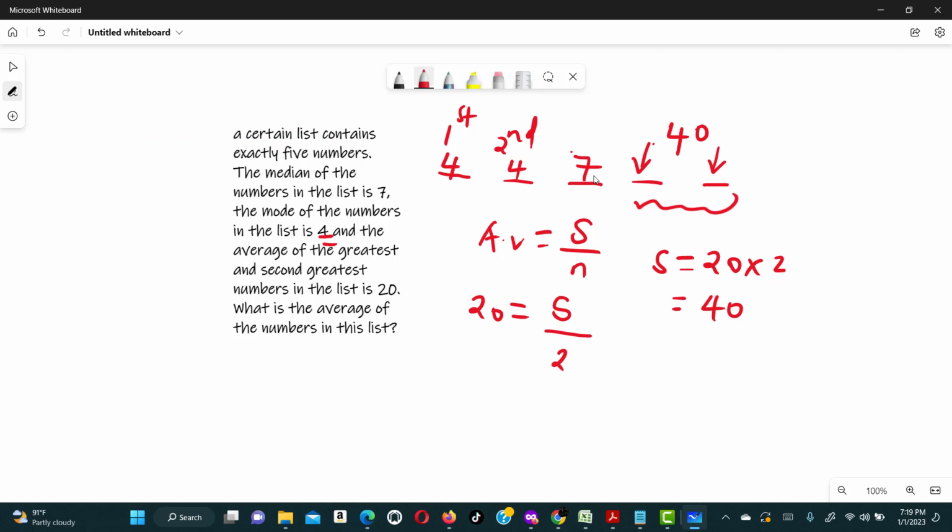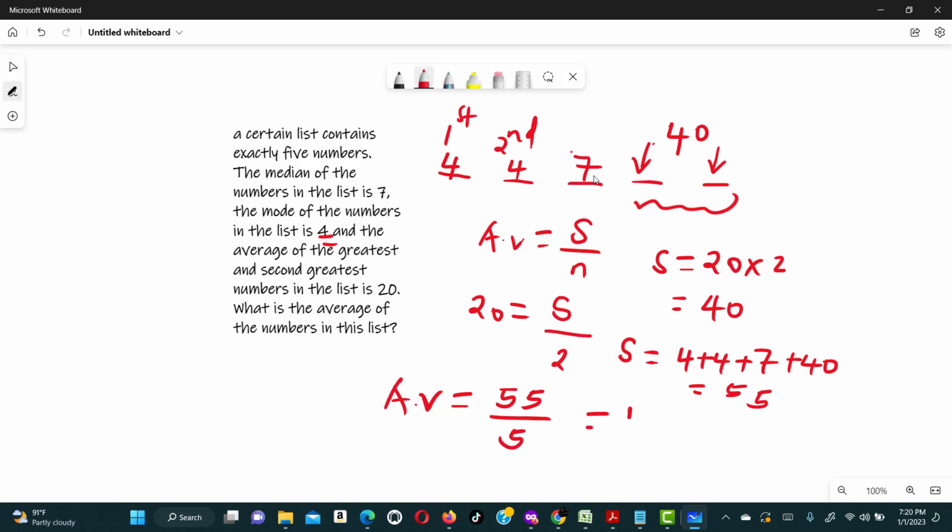So we can now add the numbers in the list. The sum of the numbers in the list is equal to 4 plus 4 plus 7 plus 40. That gives us 55. The average of the numbers in the list is therefore the sum, which is 55, divided by the number of items in the list, which is 5, and that gives us the average as 11.